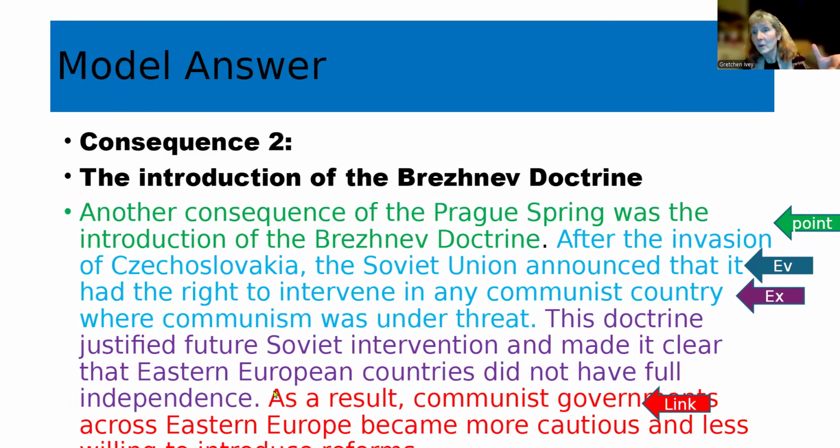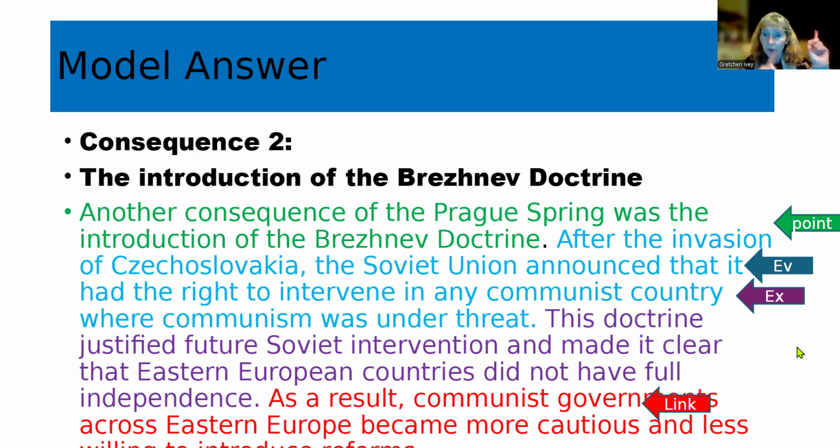Okay, so let's look at consequence 2. Same process. Introduction of the Brezhnev Doctrine is the one we chose for this one. Another consequence of the Prague Spring was the introduction of the Brezhnev Doctrine. There's your point. Well, there's our evidence. After the invasion of Czechoslovakia, the Soviet Union announced that it had the right to intervene in any communist country where communism was under threat. So here we got some places. We've got some events with what they announced.